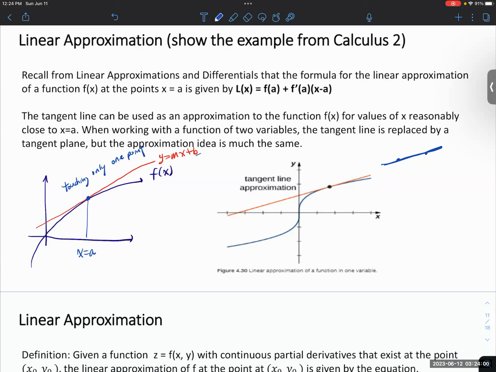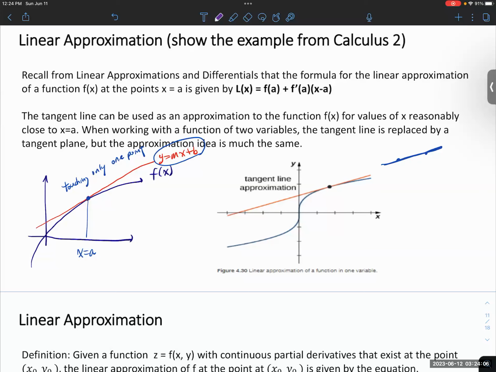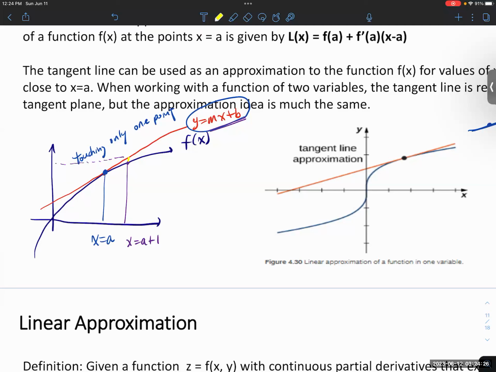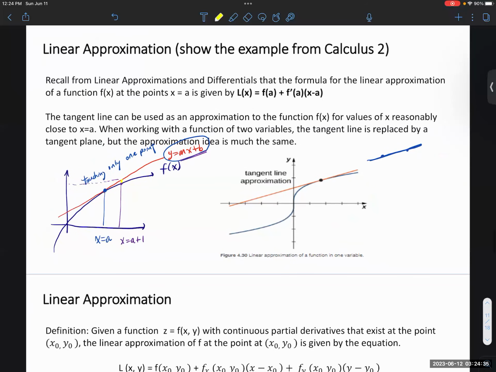But let's say that by using this tangent equation, we might be able to approximate the outcome when, let's say, x equals a plus 1. Maybe by using this tangent line, I might be able to find the outcome. But as you see, there's a little bit of a gap. I'm going to highlight that in yellow. This is a little bit of error. Still, we can approximately estimate the outcome when x equals a plus 1 by plugging it into the tangent equation.